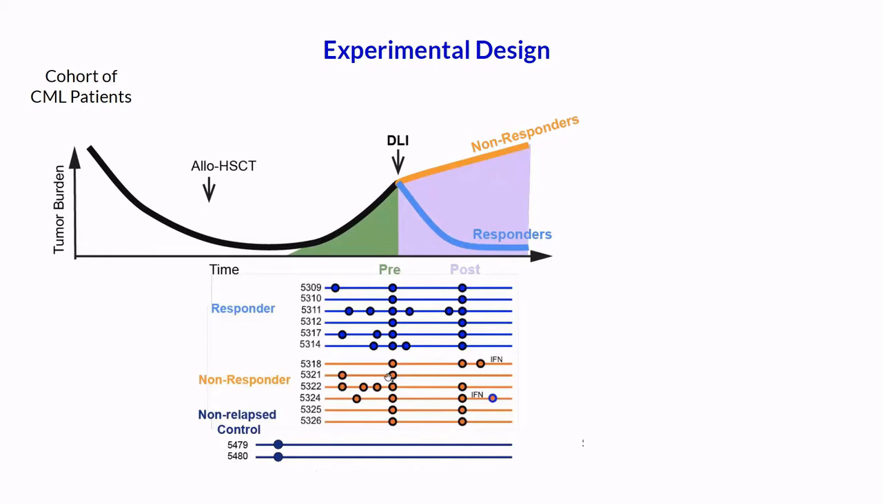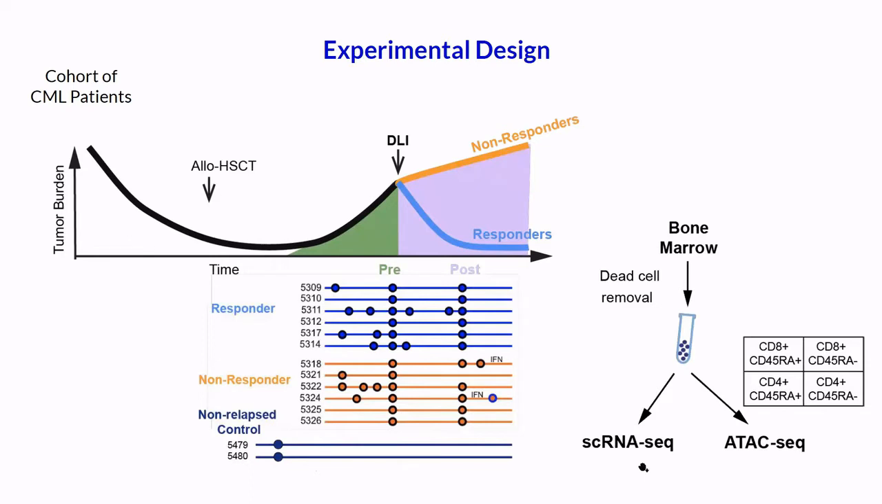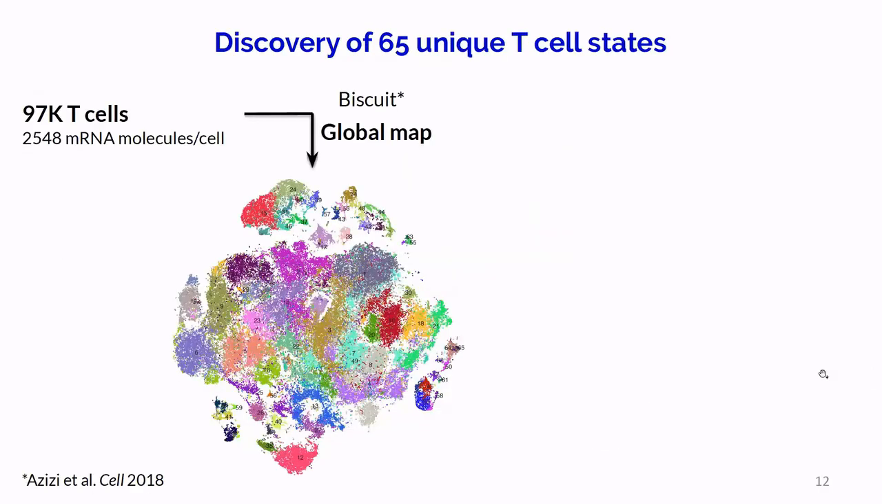From each patient time point, we collected both single-cell RNA-seq, which has been mentioned in a few talks today already, and ATAC-seq data, bulk ATAC-seq data on sorted subsets of CD8 positive or CD4 positive effector memory or central memory T cells. So using our previous probabilistic modeling approaches, in particular a cell type specific normalization method called BISCUIT that was published last year, we identified 65 unique T cell states shown here in a t-SNE map where cells are colored by clusters from collecting 97,000 T cells that passed our quality control metrics.